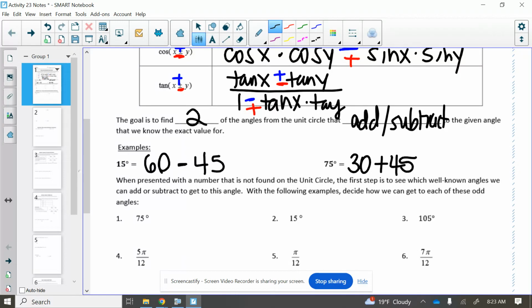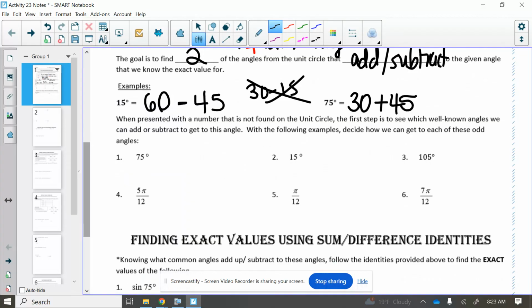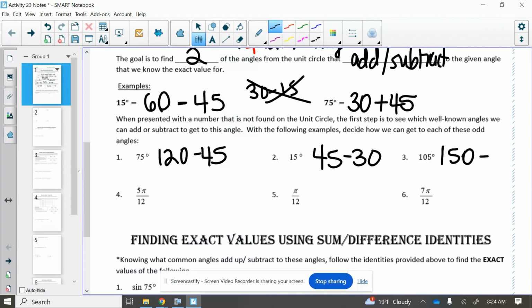What you can't do is something like 30 minus 15, because we don't know 15, right? You want to use values from the unit circle. There is more than one option for these. For instance, we said for 75, 30 plus 45, but we could have also said 120 minus 45. That also would have worked. Or instead of saying 15 degrees is 60 minus 45, maybe we use 45 minus 30. Those, again, are both values from the unit circle that we know. 105, for instance, could be 150 minus 45.